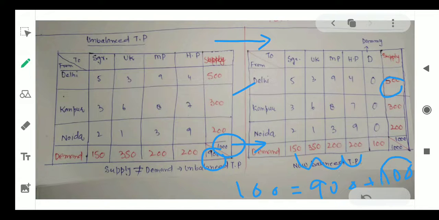This 100 which I have written here, we will give to this dummy station. Simply, the demand from the dummy will be 100. Why are we writing this here? Only to balance our transportation problem. You can see that in the end, when we sum it up, our supply will be equal to our demand, and the demand column which I have given will be D.